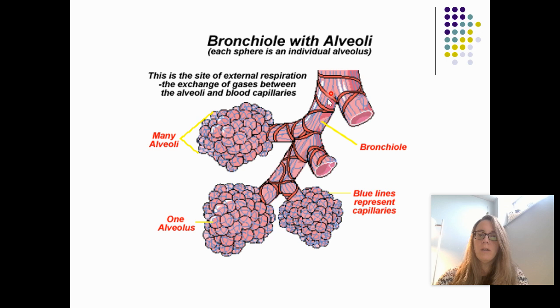So here would be the bronchiole going into the alveoli. They look like clusters of grapes. And again, they need to look like big, juicy green grapes. We want them open and patent.